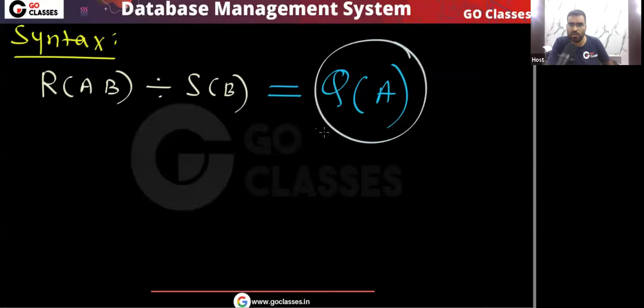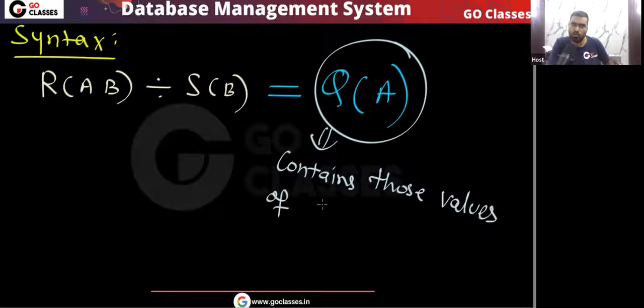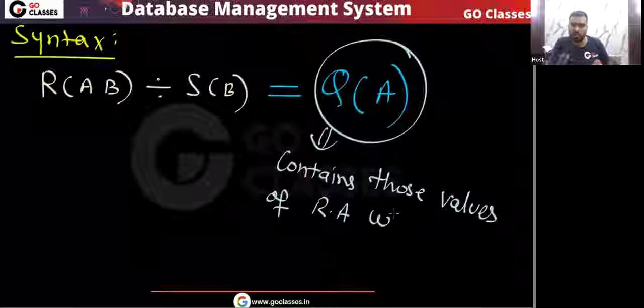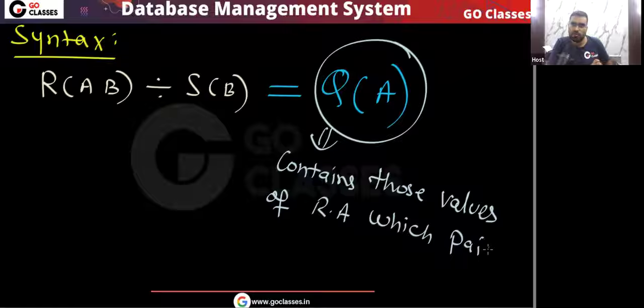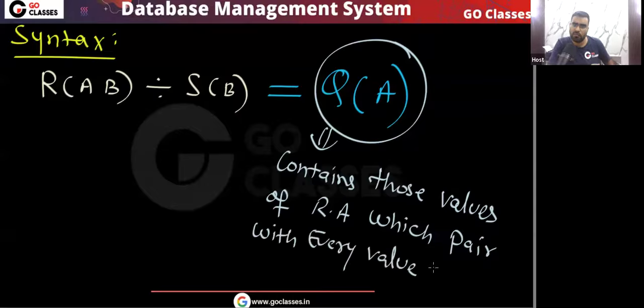So this contains those values of A, because A is only in R, so I can say R.A, those values of A which pair with every value of S.B in R. With an example, this will become very clear, but I'm just telling you the syntax.